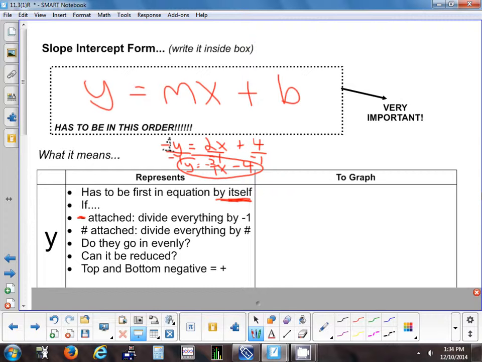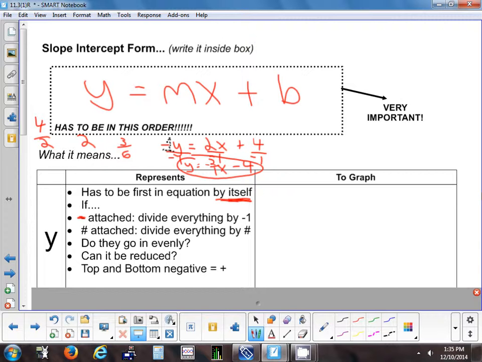And just like we talked about those 3 ifs yesterday, I look again. Maybe I got a 4 on the top and a 2 on the bottom. Do they go in evenly? Yeah. What would it become, Kayla? 2. Just 2. So I look at the number on the top. Is it bigger than the number on the bottom? If they go in evenly, you want to change it. Can it be reduced? Maybe I got 3 over 6.